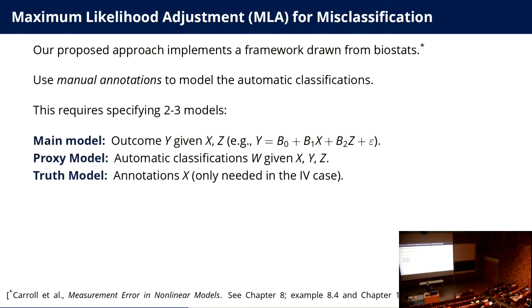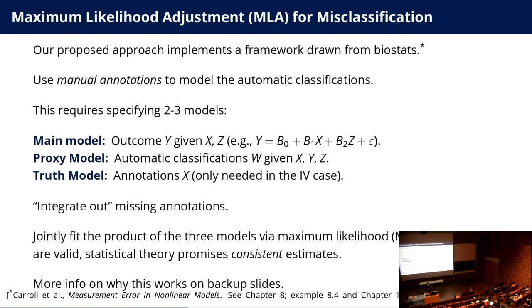The main model, which is the model that you want to estimate. This is like a model of scientific interest. You have the outcome, Y, given X and Z, and the other variables. And then there's a proxy model, automatic classifications given the other variables. And then you also need a model for the annotations X in the case where you're classifying an independent variable. And the overall idea is that we're going to integrate out the missing annotations by jointly fitting a product of these 3 models via maximum likelihood.